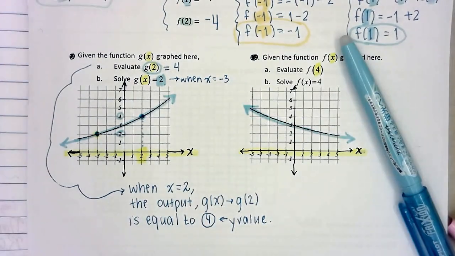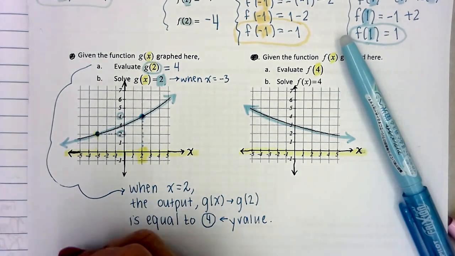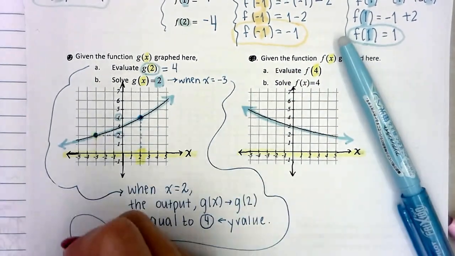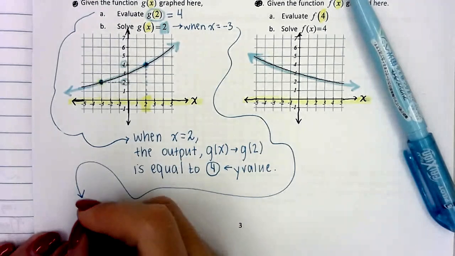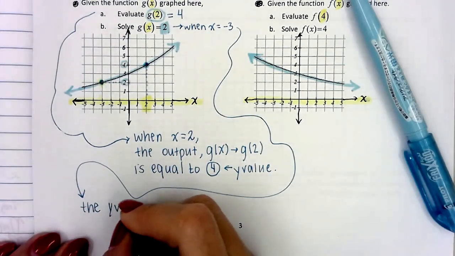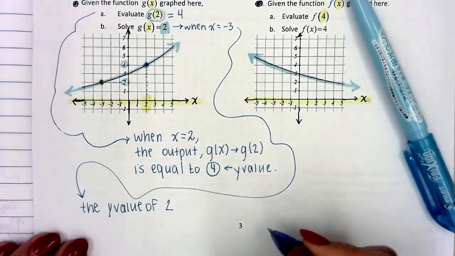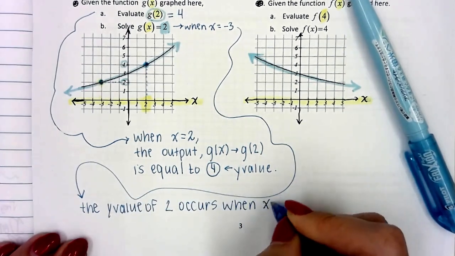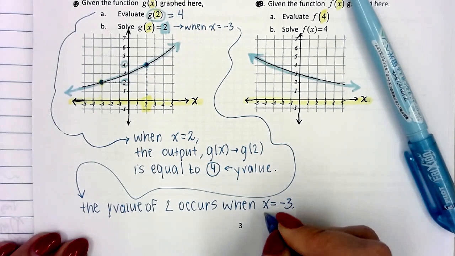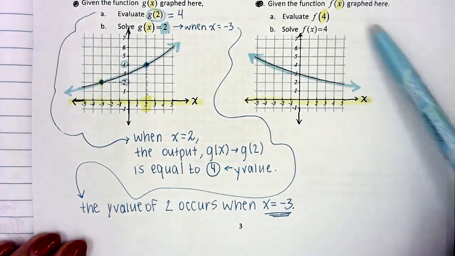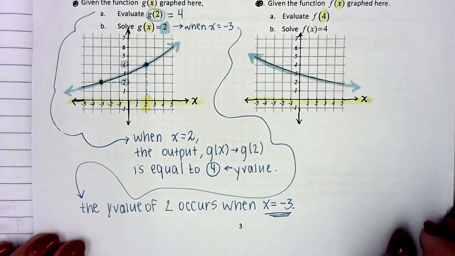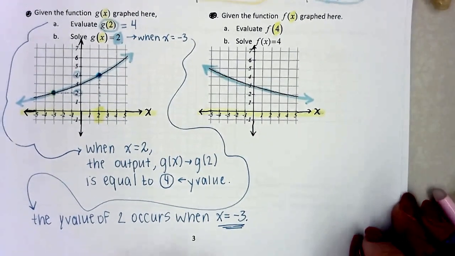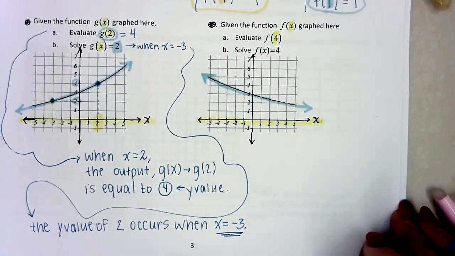Really take your time to let that sink in. Really think about it, okay? So how can we articulate that idea? Well, the y value of 2 occurs when x is equal to -3. There's my solution. So I'm interpreting it from a graph. Don't underestimate how important it is to write these phrases out. In a couple of weeks, when you don't remember, you'll have something to look at.